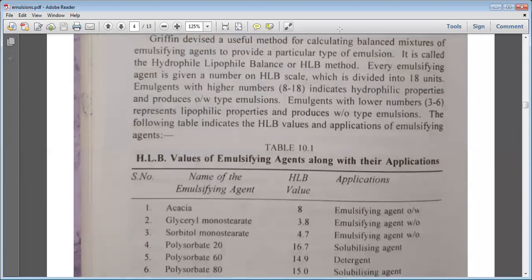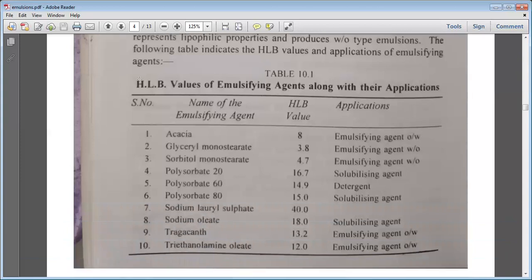As you know, the HLB scale is divided into 18 units. If an emulsifying agent has an HLB value from 8 to 18, it indicates that this emulsifying agent has hydrophilic properties, and it can be used for preparing the oil by water type of emulsion. If the emulsifying agent has a low HLB value, that is 3 to 6, then it has lipophilic properties, and it can produce the water by oil type of emulsion. Here in this tabular column, acacia has the HLB value 8, so it is shown that it can form an oil by water emulsion.